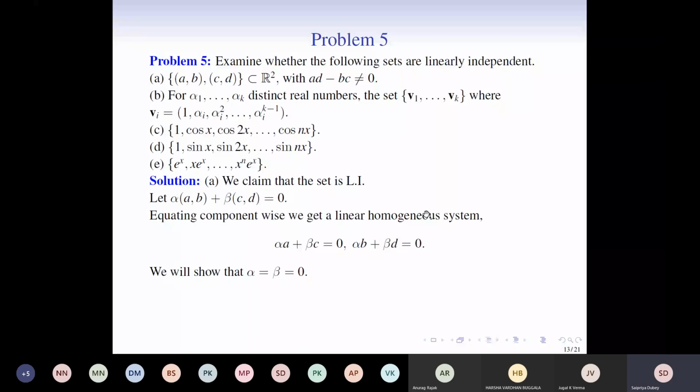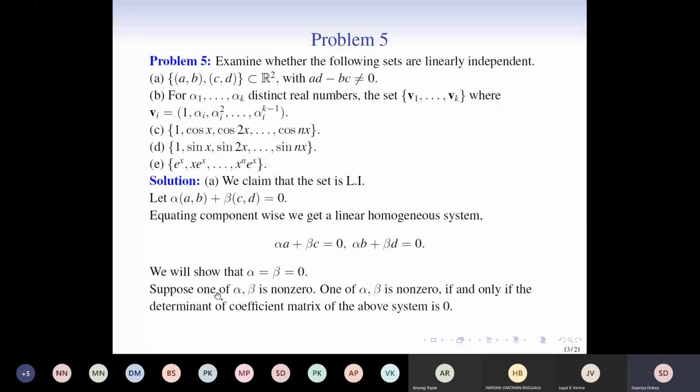Equating component-wise, we see that we get these two equations. So we will now show that alpha and beta are equal to 0. This we have just got merely by equating the components on both the sides, right? And this is a linear homogeneous system that we have. Now, suppose one of alpha or beta is non-zero. That amounts to saying that this linear homogeneous system in terms of alpha and beta has a solution.